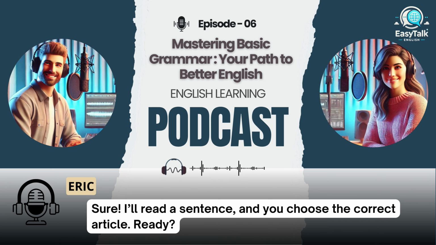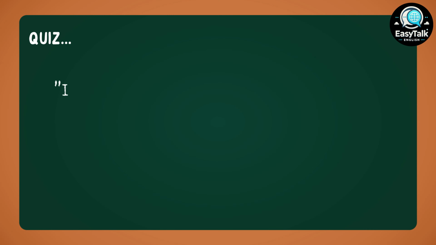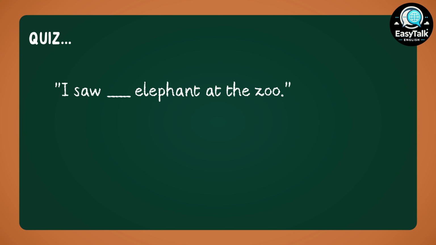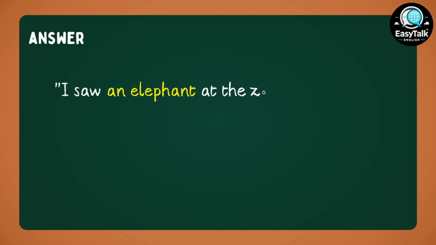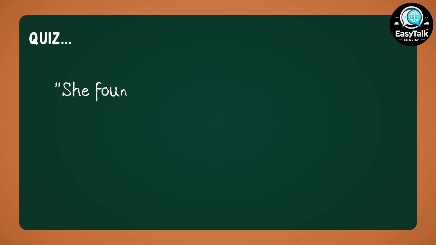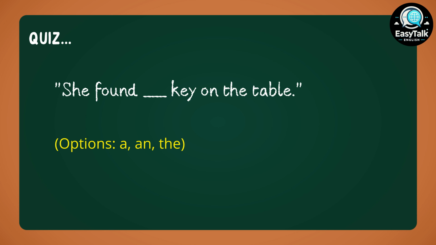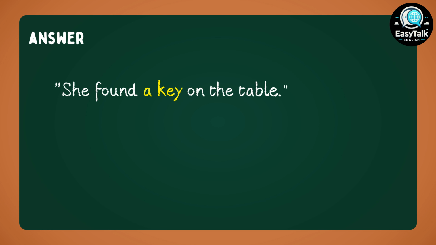Eric, want to lead? Sure, I'll read a sentence and you choose the correct article. Ready? I saw elephant at the zoo. Options A and the. Take a moment to think. The answer is an elephant. Nice. Here's another one. She found key on the table. Options. A and the. The answer is a key.